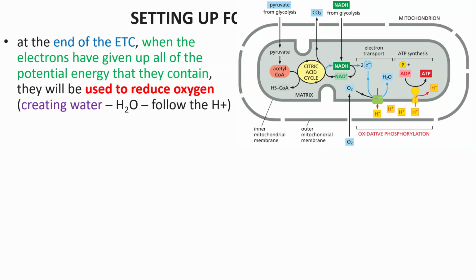So at the end of the ETC, when all of the potential energy has been released from those electrons through all of those redox reactions occurring in a chain, we're still going to have electrons. They're just going to be low energy. All the energy was already released. We're going to take those useless, empty, low energy electrons and use them to reduce oxygen.